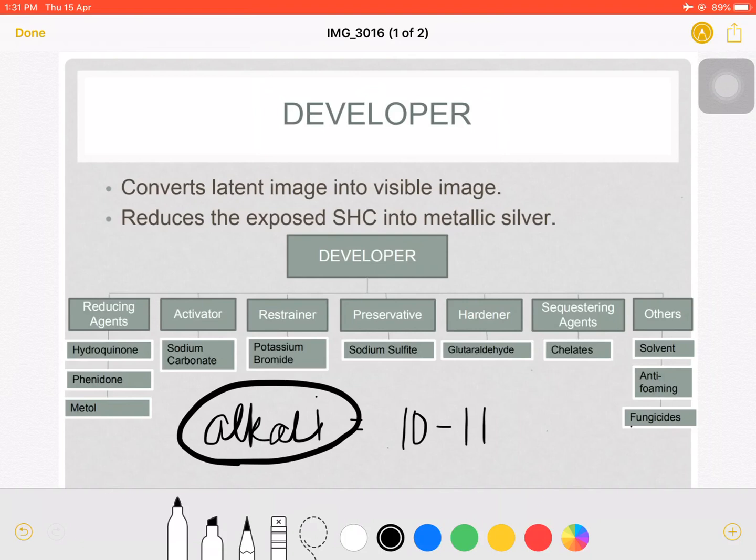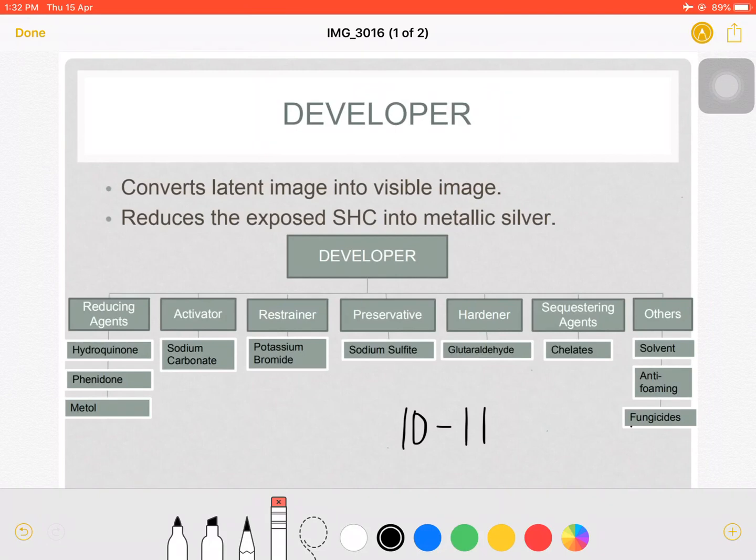So, the alkali's purpose is to penetrate the protective coating and to allow the reducing agent to reduce the silver bromide to black metallic silver. Okay? So, that is the goal or that is the role of our sodium carbonate. It also maintains the pH value of the solution and it stimulates uniform development. Okay, so that is our sodium carbonate. It acts as an activator or accelerator as well as alkalinizer and buffering agent.